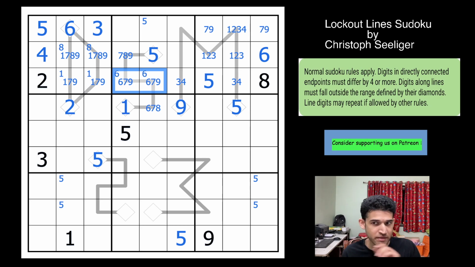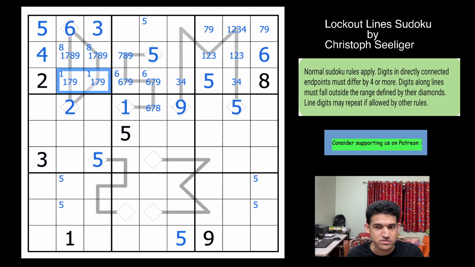And one small part I missed, I'm sorry. On a lockout line, digits may repeat as long as the rules are not violated. I mean, even if that part is left out, the rules will still hold valid. But it is still part of the rules. I'm sorry for leaving that out.